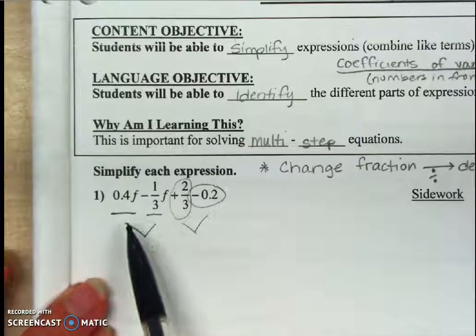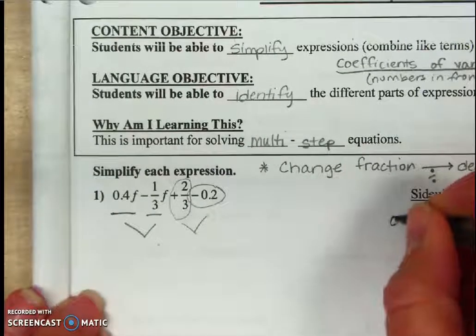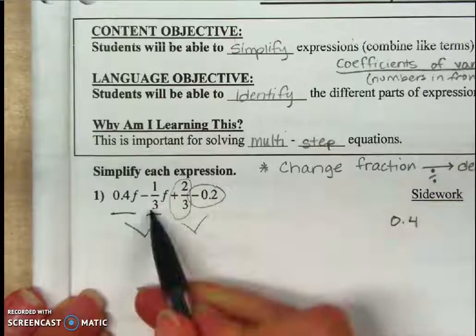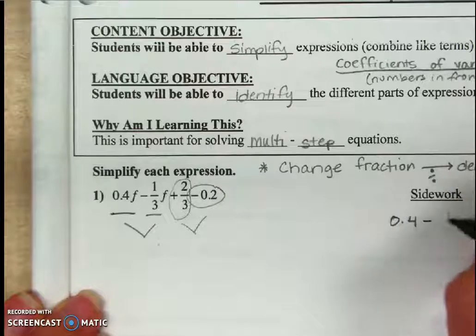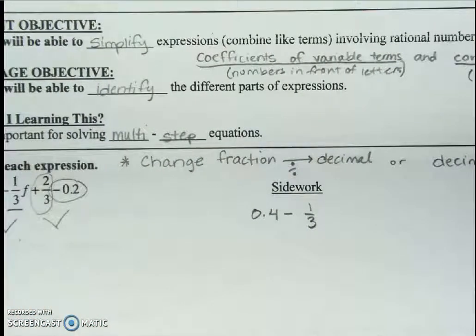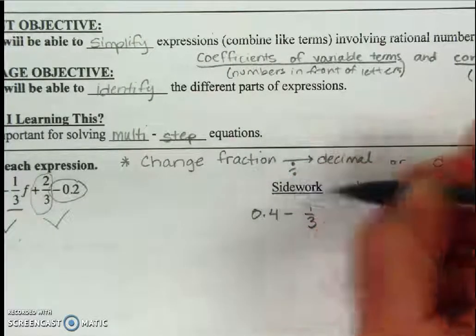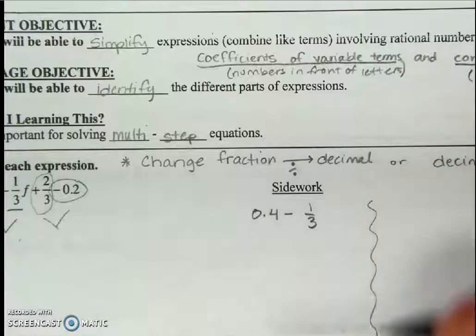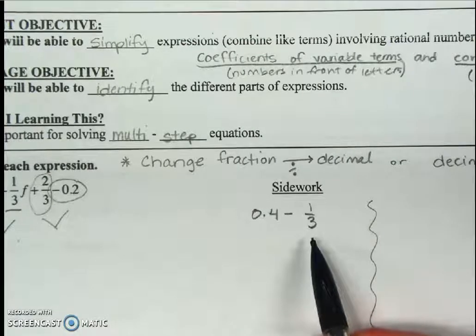So let's focus on the variable terms first. I see the coefficient 0.4, so I'm going to write that over here, 0.4, and I see the coefficient negative 1/3. Negative 1/3. I'm going to write it separate from their variable, but I do know that these are the F's, kind of like we did in that last lesson. Let's separate the variable terms from the constants. So these were the coefficients on the F's, and I need to combine those.